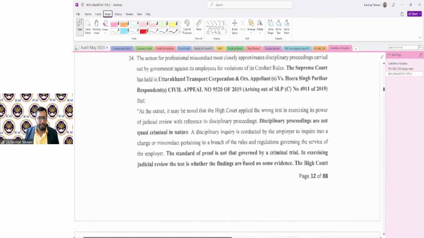Plus, there are certain terminologies like quasi-criminal in nature. Some of the disciplinary proceedings are quasi-criminal in nature, but not all. That was the High Court's view, that disciplinary proceedings are not quasi-criminal in nature. A disciplinary inquiry is conducted by various types of authorities, and it can be criminal in nature also.